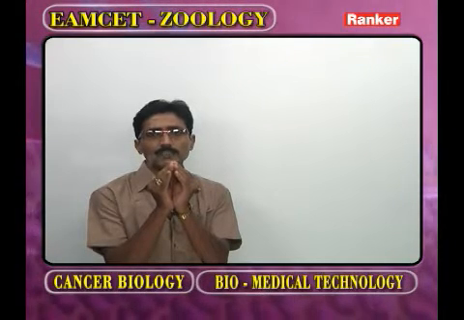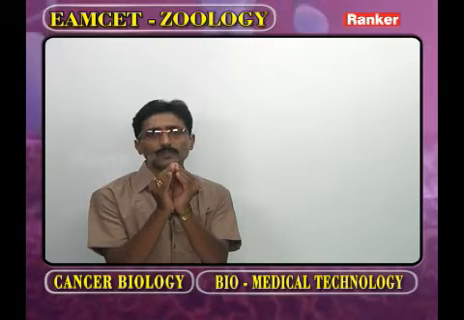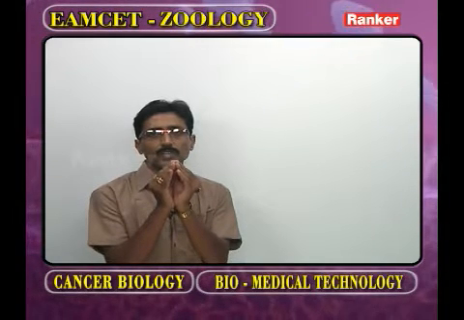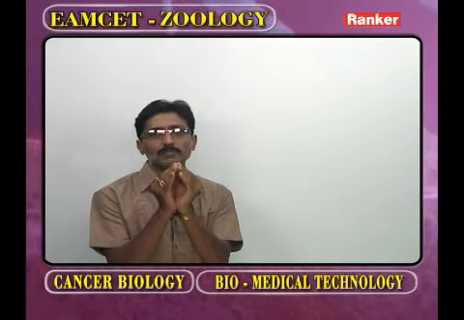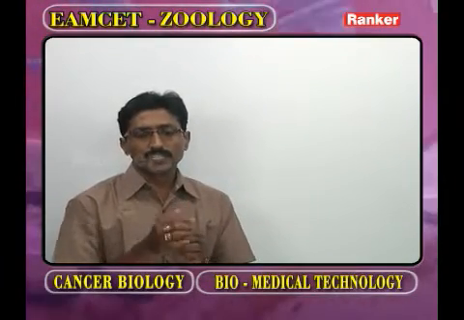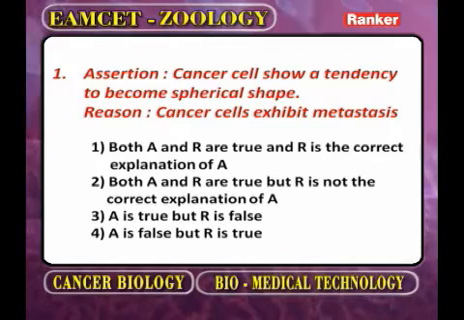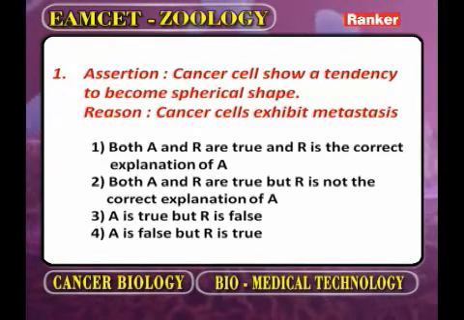What is the reason for this assertion? The lesser number of microfilaments. If microfilaments are less in number, the cancer cell appears to be spherical in shape. But here what is the reason? Cancer cells exhibit metastasis. So A and R are correct, but R is not the correct explanation of A.